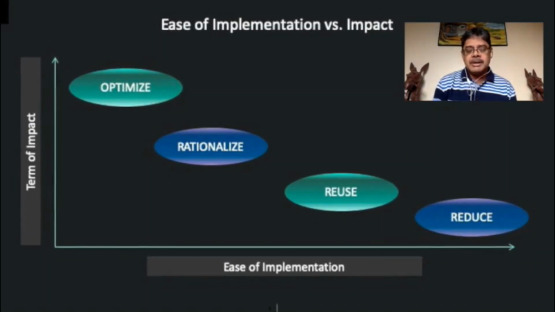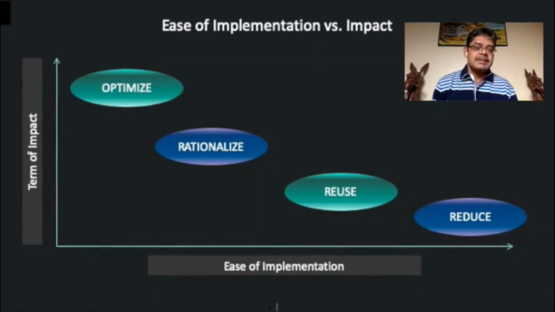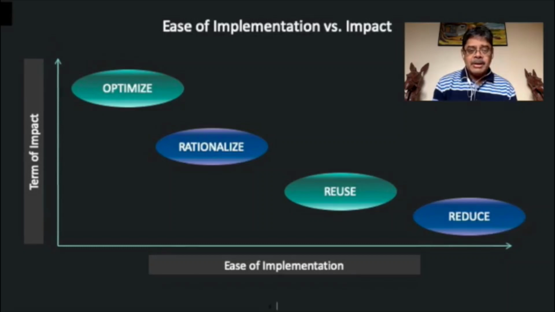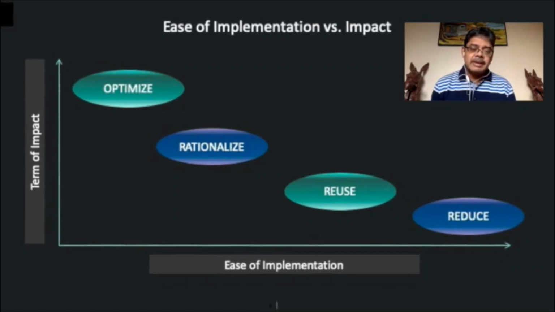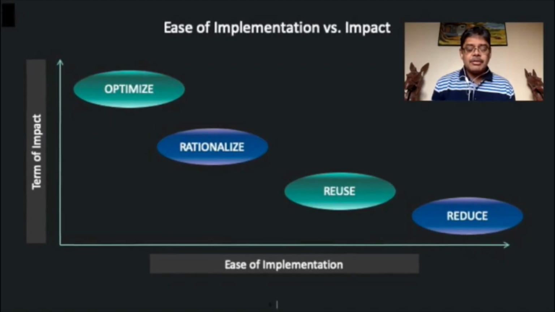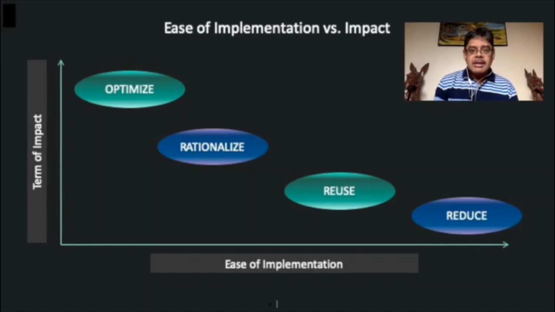Next is about optimizing. Optimizing resource utilization, optimizing a lot of things actually has the highest impact, long term impact definitely. But then the ease of implementation is pretty low, because to optimize you have to look at the entire industry, you have to look at the ecosystem you're operating in, you have to look at a lot of different things apart from what you are just doing from an IT perspective. So that is about the ease of implementation versus impact.